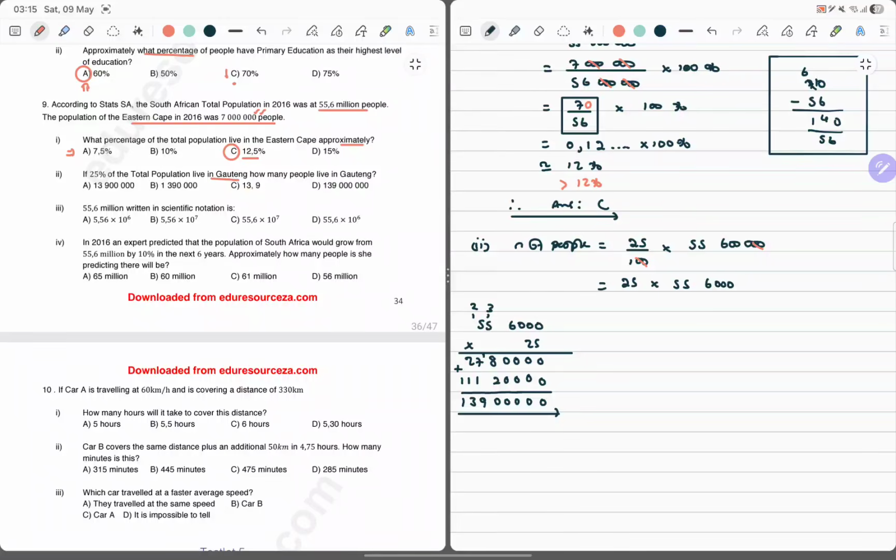13.9 million. A healthy number. We wanted to see it. 13.9 million. We have finished writing it. So this is 13 million and 900,000 people.